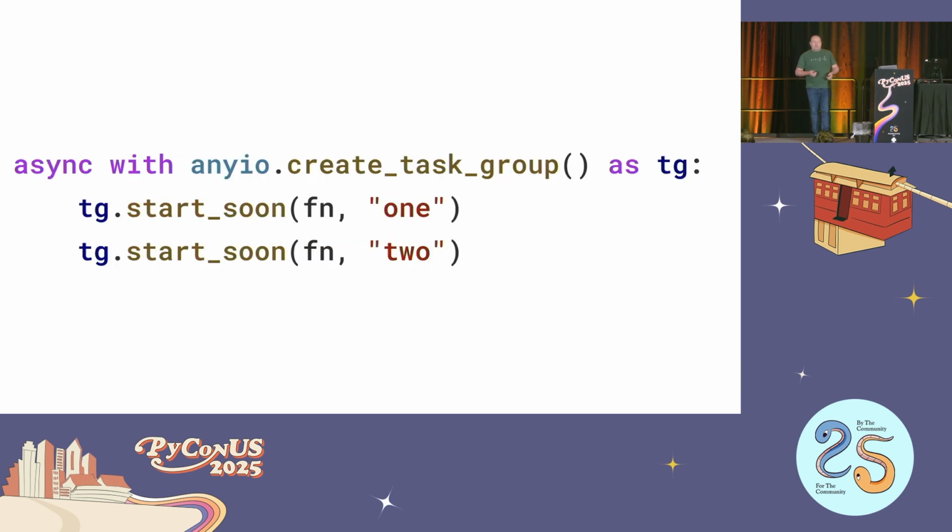Who here has been writing async code lately? All right. Who here has had an exception group from their async code? We have a lot of lucky async users here.